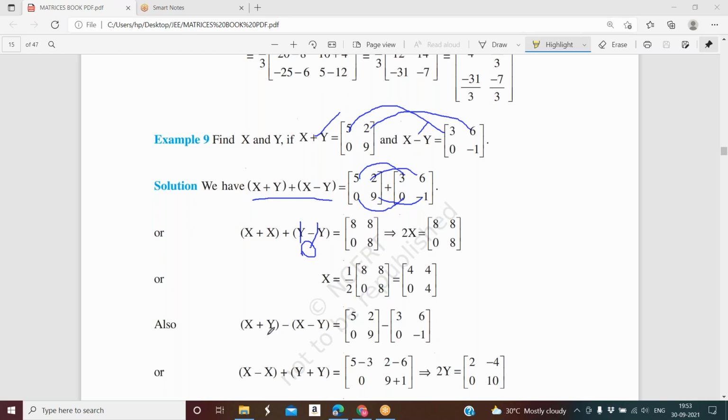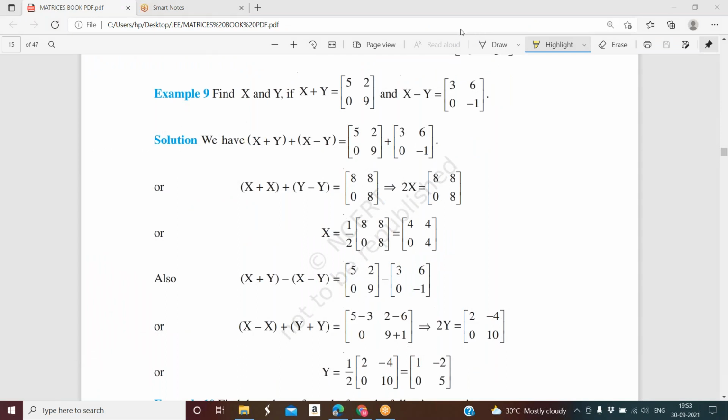Okay. Next, I am going to subtract these two matrices. If we add these two matrices, then you will get x. If you add, then y and y will get cancelled, so I can find x. If you subtract these two, then x will be eliminated. In that case, you can find the value of y. So I'm going to subtract these two matrices, x plus y minus of x minus y. So 5, 2, 0, 9 minus the next matrix, 3, 6, 0, minus 1.